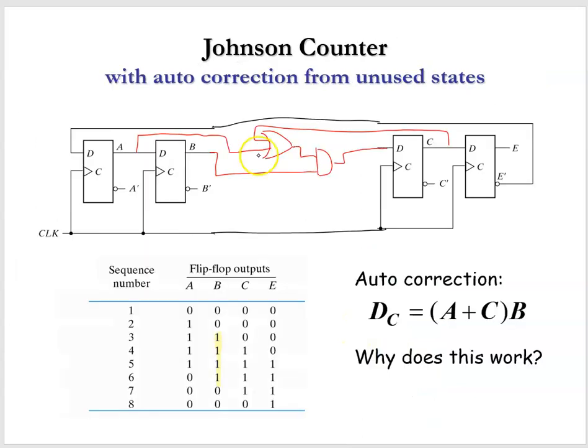So our fix is to put this little fix in here, where the input to our C flip-flop is A or C, ANDed with B. Why does that fix work? Whenever B is equal to a 1, if A or C is equal to a 1, in either case, we want the next state of C to be a 1. So we can just fix it by doing that, and that will fix our problem with the unrecoverable status of this switch tail ring counter if we unfortunately get into one of the unused states.